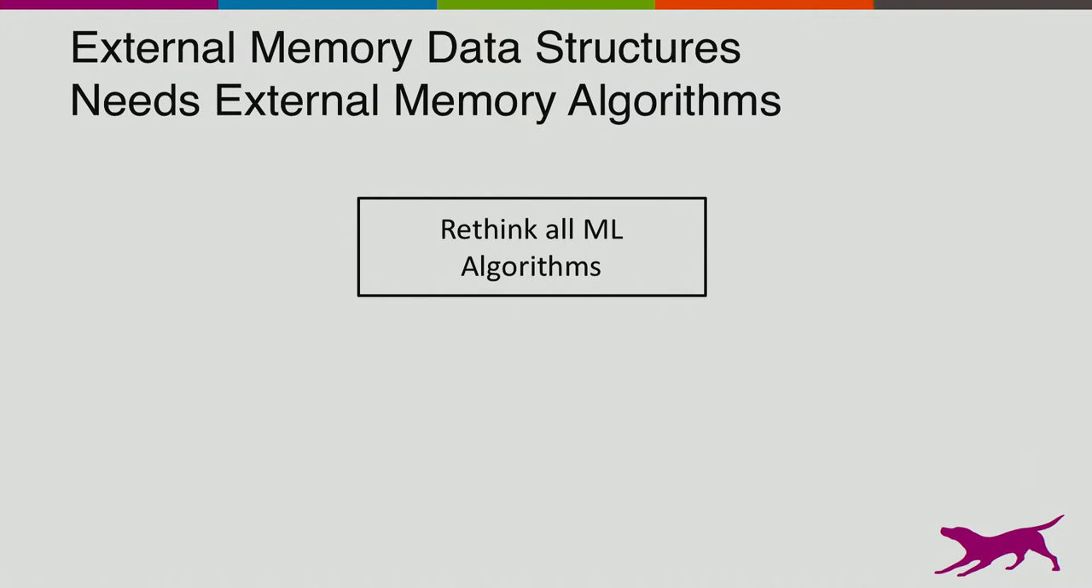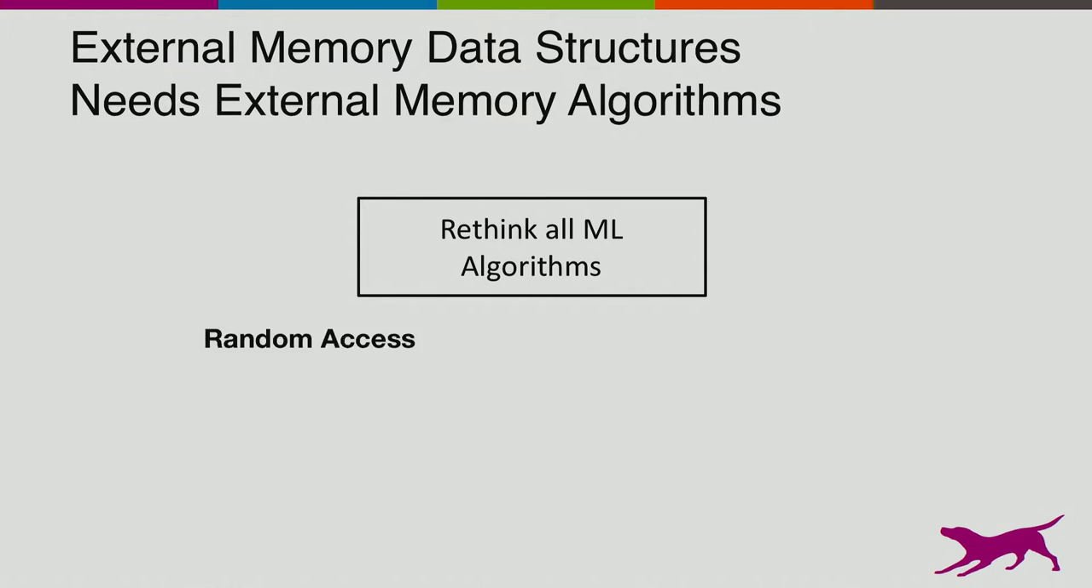Okay, however, just the external memory data structure is not enough. Remember that shuffle equals false option in the demo. A random access on disk is very expensive. Well, we know that existing machine learning algorithms usually contain a lot of random access, which kills the performance even when you have this efficient external memory data structure. This calls for a rethink of a lot of machine learning algorithms and data science or data engineering operators.